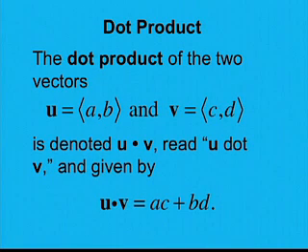The dot product of two vectors, vector u equal to a, b and vector v equal to c, d, is denoted u dot v. And I read that u dot v. It's given by u dot v is equal to ac plus bd. Let's do an example where we calculate the dot product.